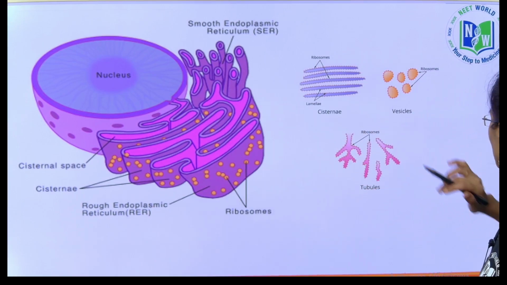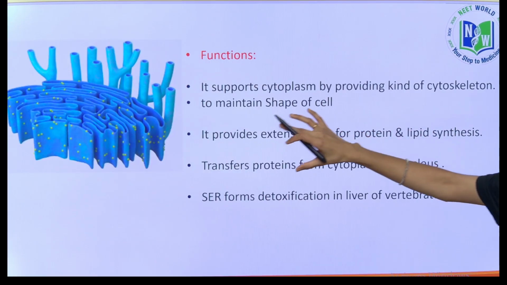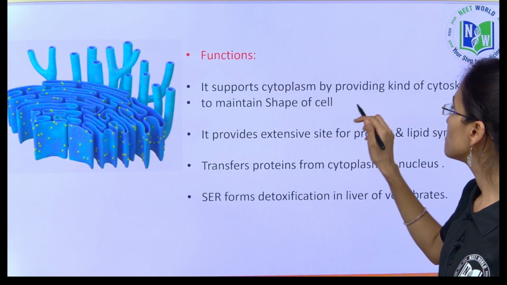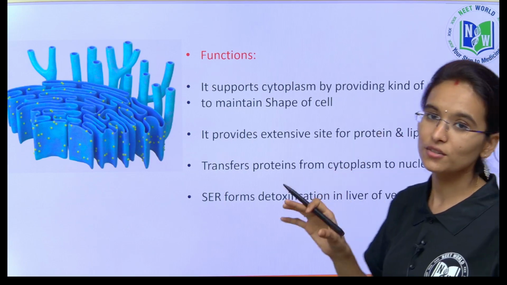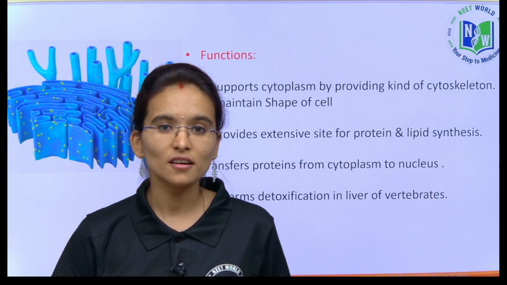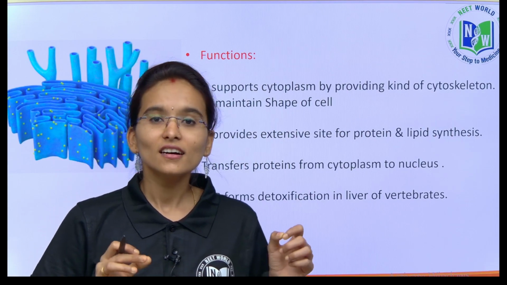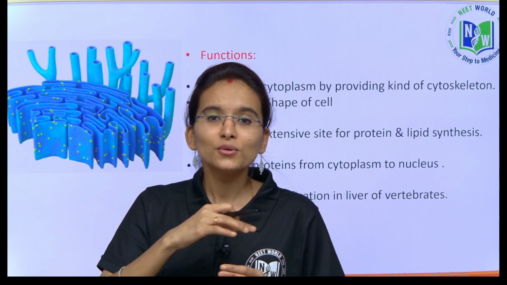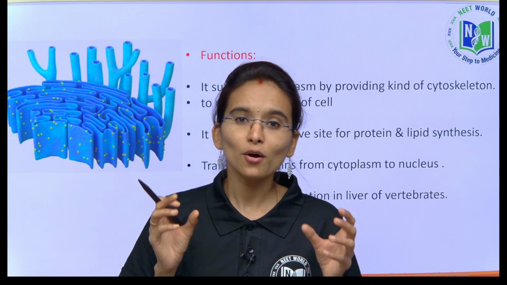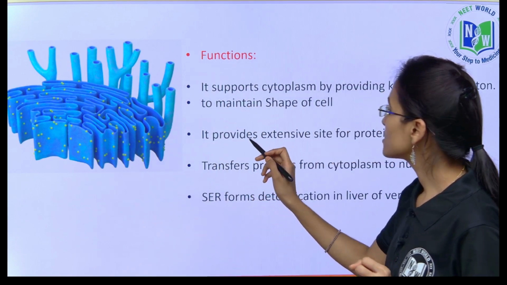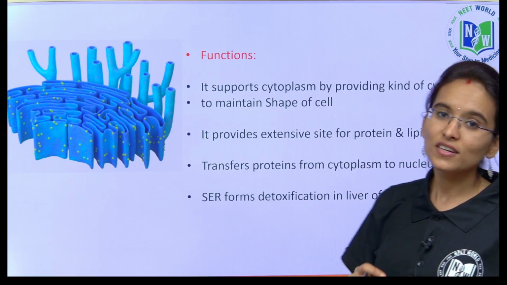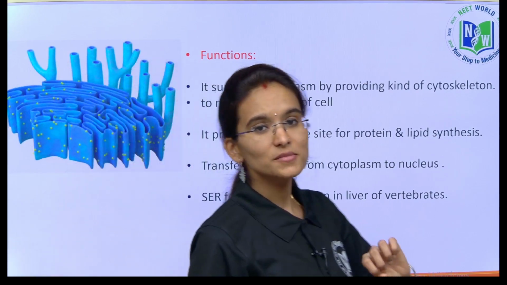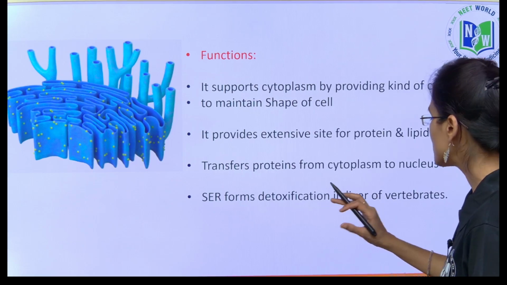Coming to the functions of the endoplasmic reticulum, it supports the cytoplasm and provides a kind of cytoskeleton to maintain the shape of the cell. As we said, the endoplasmic reticulum sometimes may cover the entire cell membrane. Due to this complete spanning, it gives a proper shape to the cell, and it also provides the site for synthesis of proteins and lipids.